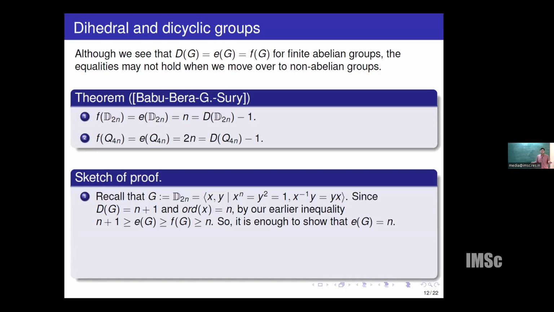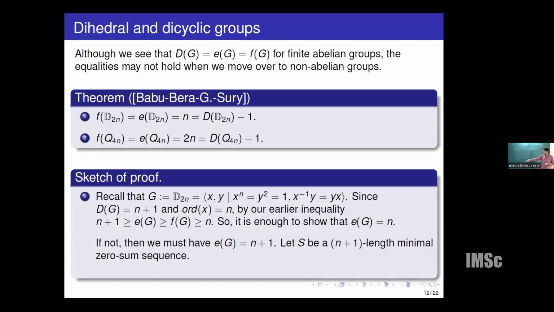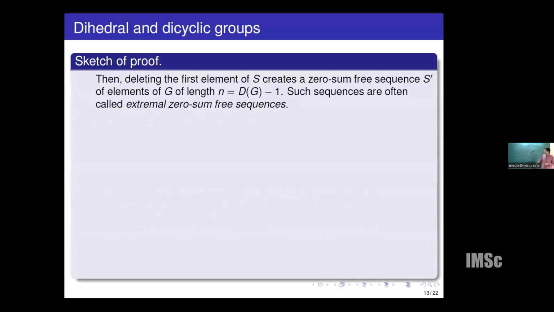So if it is not n, then it's n plus 1, in which case I find an n plus 1 length minimal zero sum sequence. Now since it's minimal, if I delete the first term, then we get a sequence which does not have any zero sum subsequence, right? Because if that had a zero sum subsequence, then this would not be minimal. So those sequences are called extremal zero sum free sequences because these are of the length Dg minus 1.